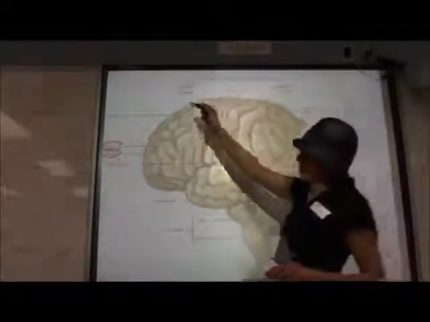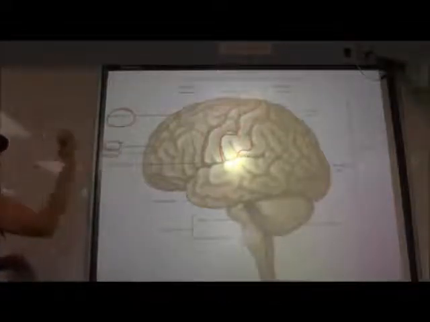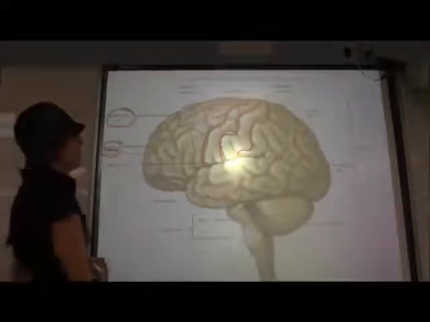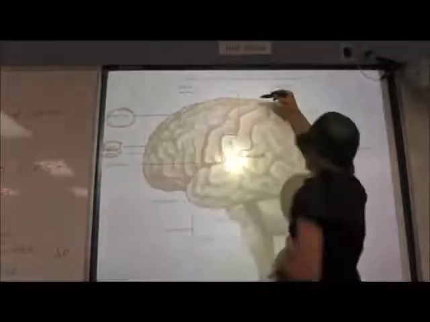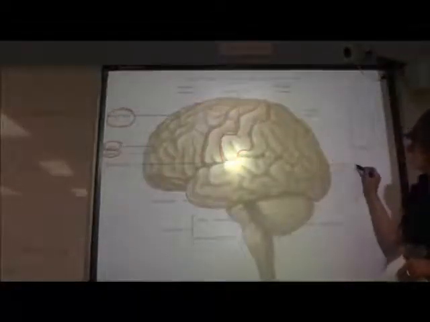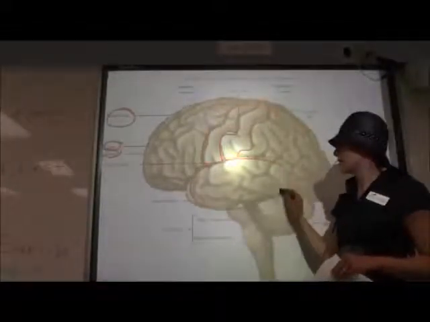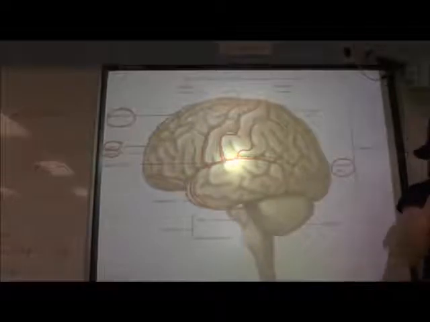So let's just talk about our lobes. The frontal lobes are found at the frontal region of the brain behind that frontal bone. Your parietal lobes are underneath your parietal bones back here. At the posterior part of your brain, we've got the occipital lobe. And then this region here behind your ears is called your temporal lobe.